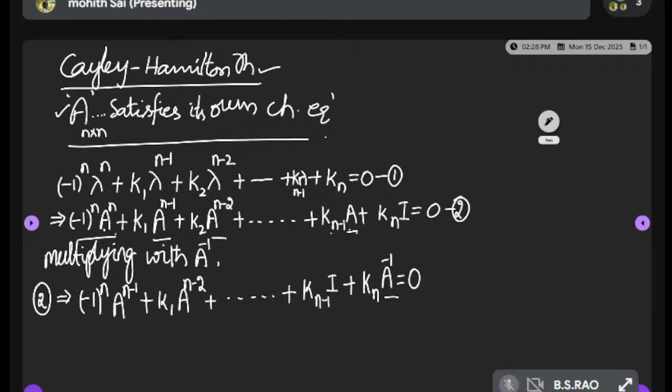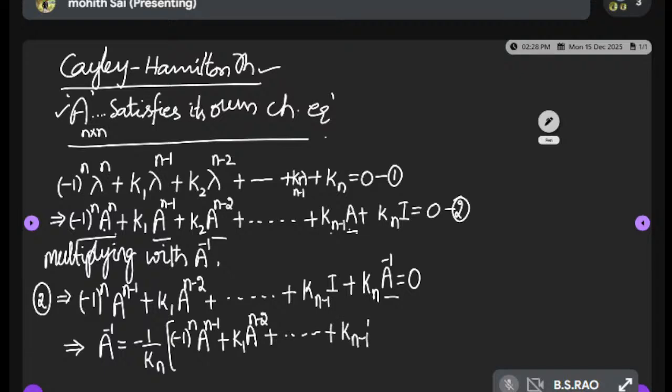Keep A inverse on the right, remaining entirely on the other side. So A inverse equals minus 1 by Kn into minus 1 power n, A power n minus 1 plus K1 A power n minus 2 plus ... plus Kn minus 1 into I. That's enough.